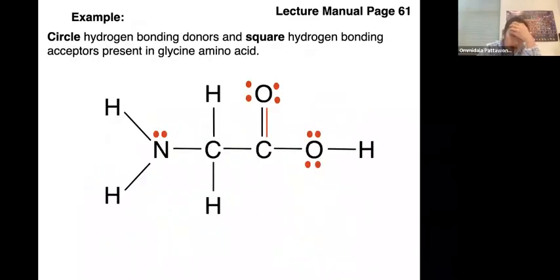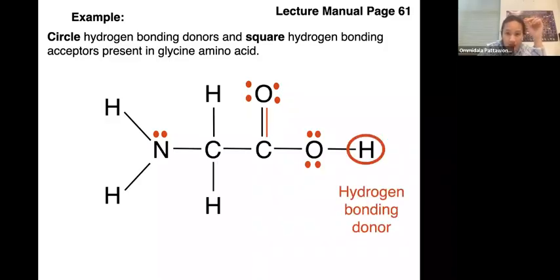Okay, so now let's take a look at an example here. This is the amino acid. I would like you to go ahead, and when you see a hydrogen bonding donor, circle it, and square the hydrogen bonding acceptor. In this case, hydrogen bonding donors would be those hydrogens that are directly attached to oxygen, right, or nitrogen or fluorine.